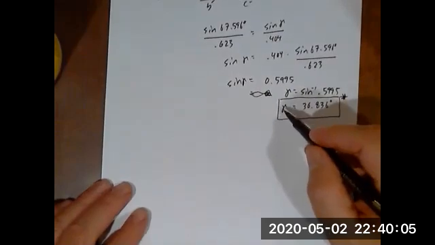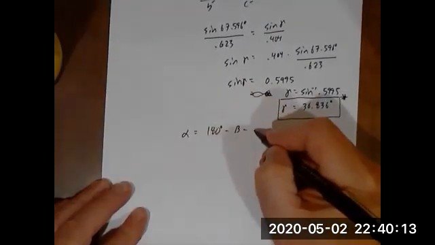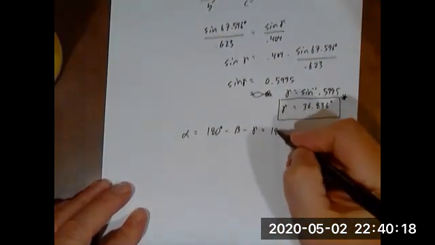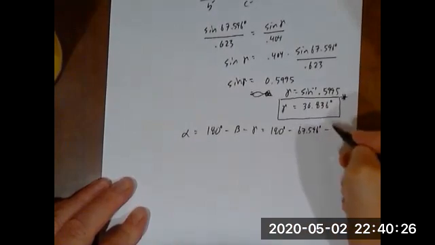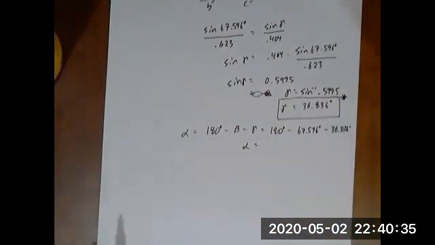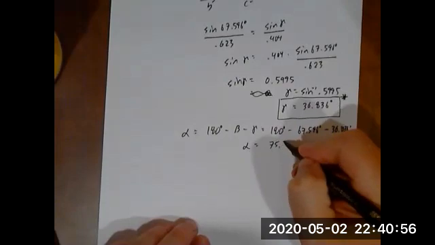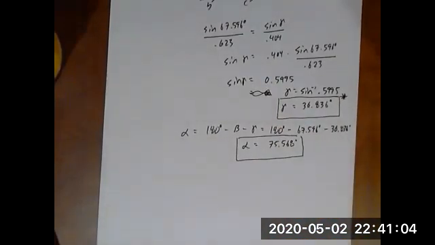So now I can find angle alpha, because angle alpha should be 180 degrees minus angle beta minus angle gamma. So 180 degrees minus beta, which is 67.596 degrees, minus gamma, which is 36.836 degrees. I don't know why they give you the 3 decimal places. 180 minus 67.596 minus 36.836, that's 75.568. So now I know the 3 angles.